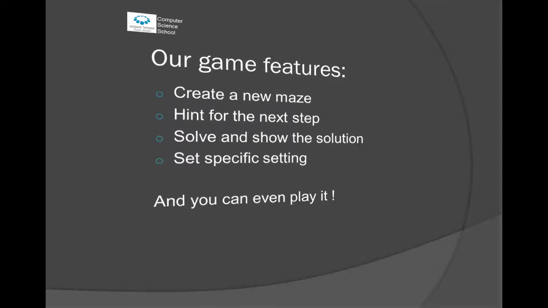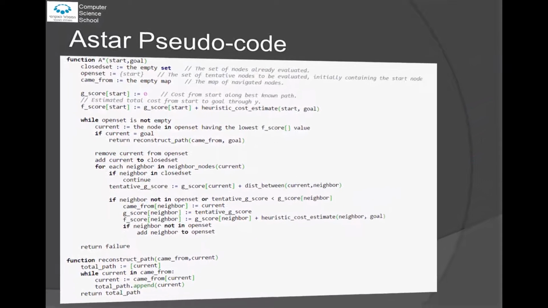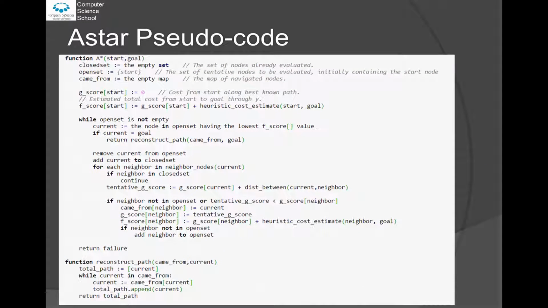The most interesting algorithm we used in our project is the A-star algorithm, and here's its pseudocode. We used it as part of the strategy pattern to solve a maze. The A-star algorithm finds the quickest path from a received start state to a received goal state.